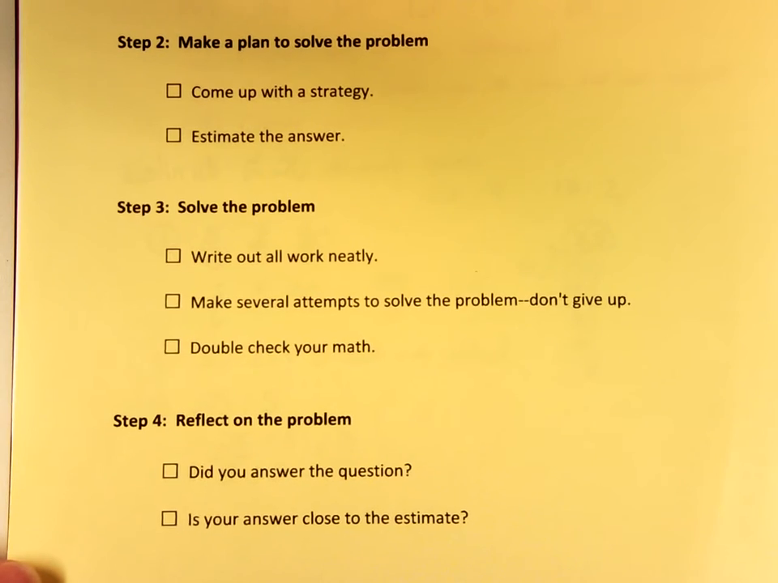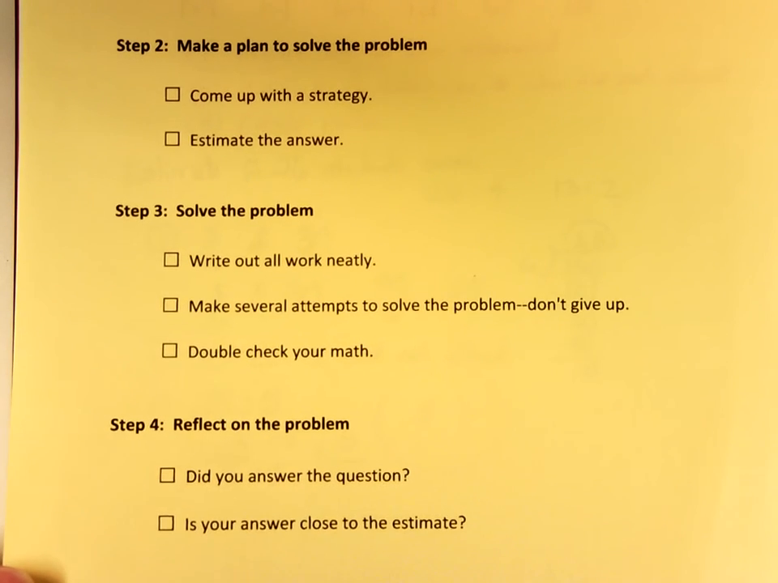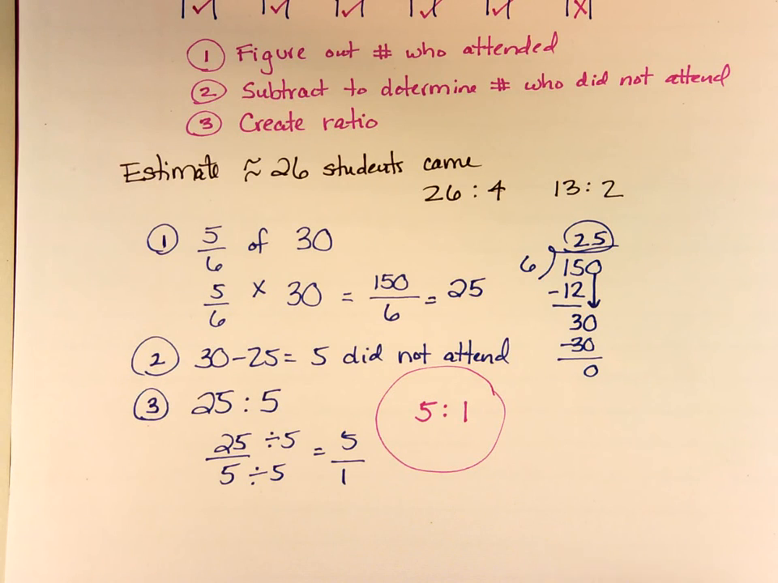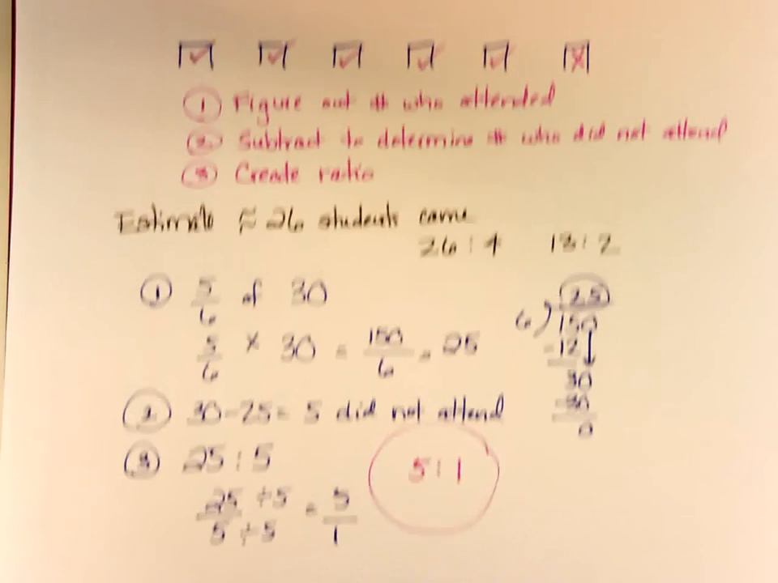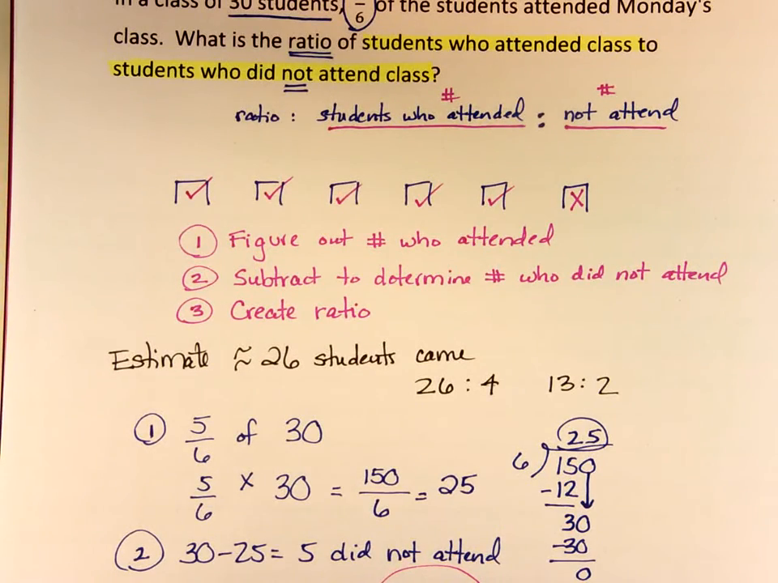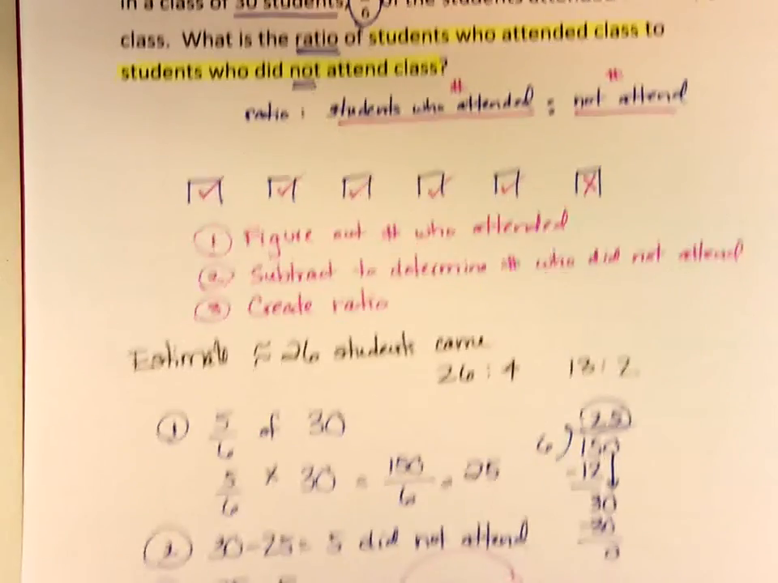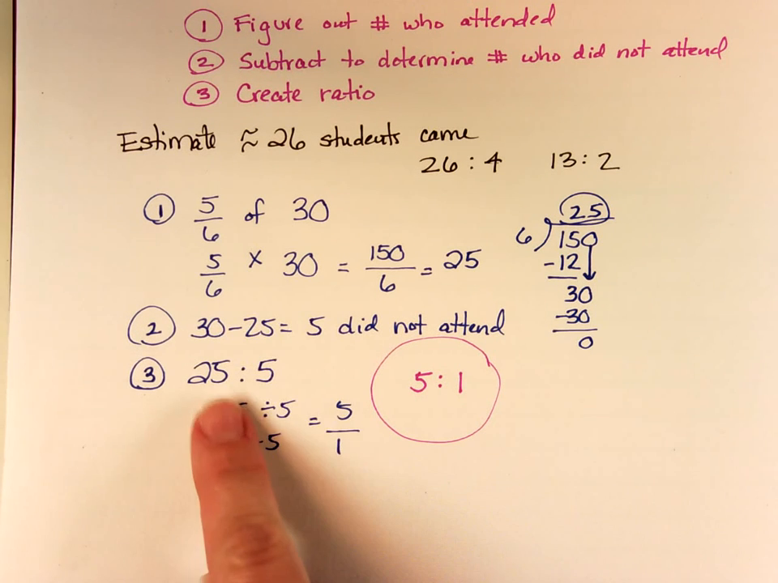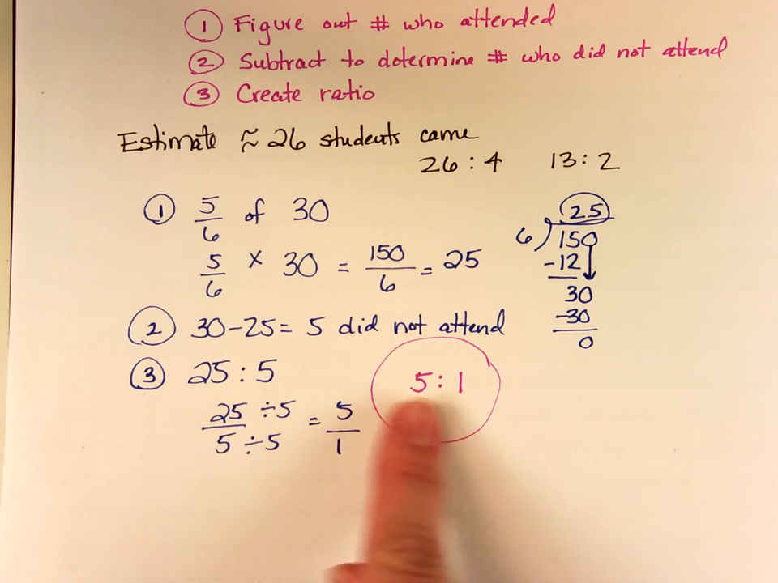Step number 4, reflect on the problem. Did we answer the question, and is our answer close to the estimate? Well, we already said that our estimate was on target, so did we answer the question? What's the ratio of students who attended class to students who did not attend class? And we said that 25 attended and 5 did not, and we reduced it down to 5 to 1. Great job.